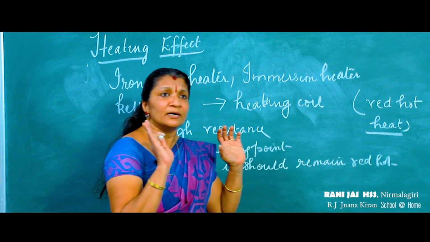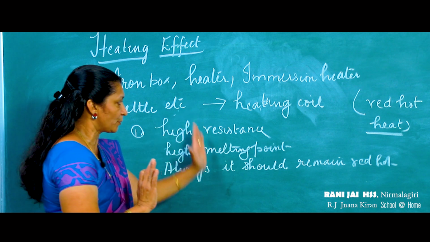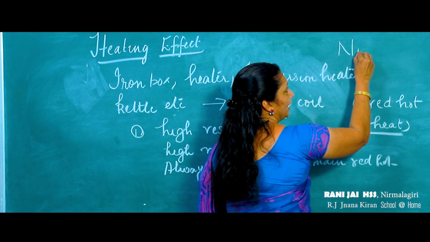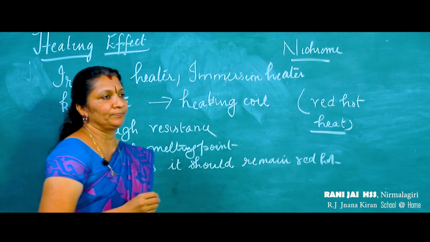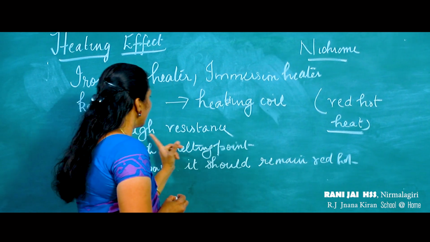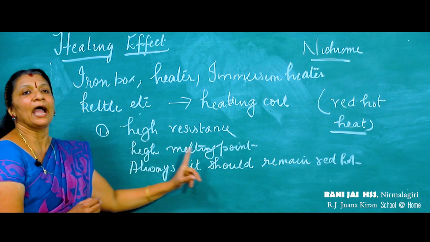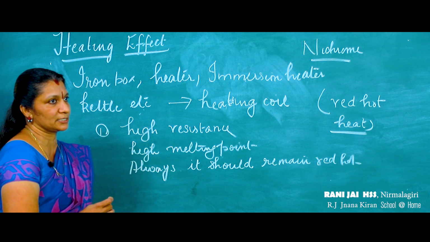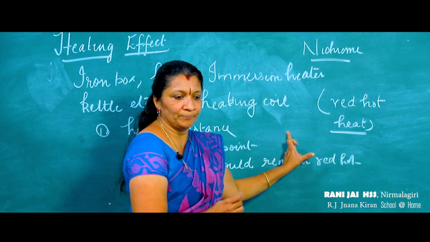Which is the conductor that has all these properties? Nichrome. Nichrome is used here because it has high resistance, high melting point, and it will always remain red hot without getting oxidized. So, nichrome is used as a heating coil.